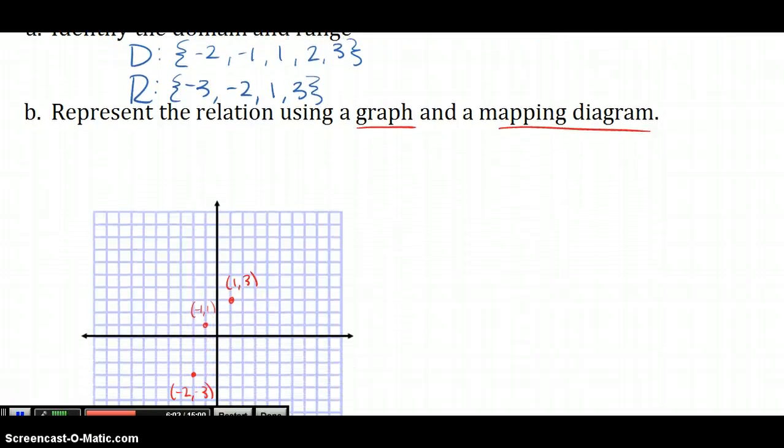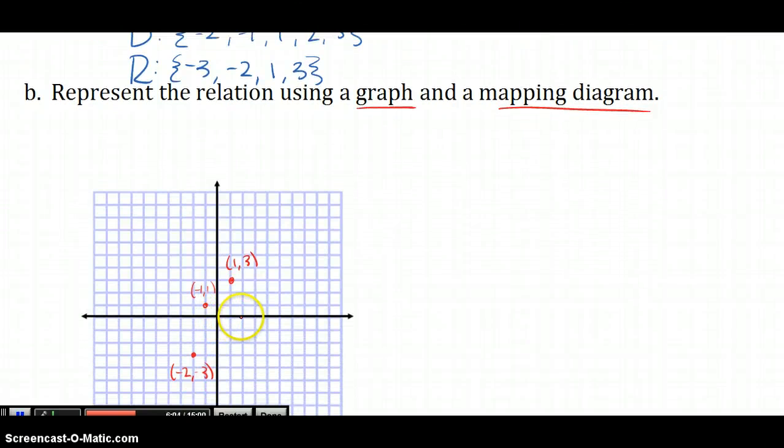Two, negative 2, and 3, 1. So that is the relation represented as a graph.